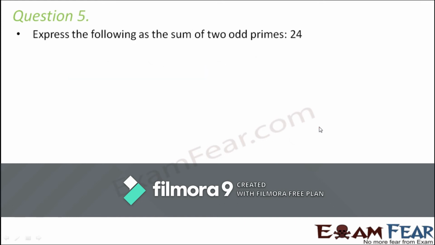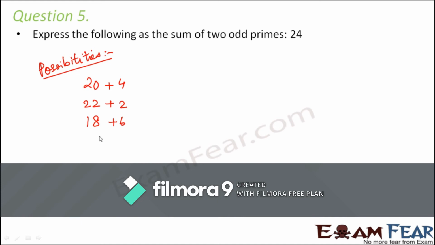Question number 5. Express the following as the sum of two odd primes. So let us say you are given a number 24. Now you have to write 24 as sum of two odd numbers which are also prime numbers. So basically two odd prime numbers. Now what are the various possibilities of writing 24 as a sum of two numbers? What are the different ways by which you can write 24? 20 plus 4, 22 plus 2, 18 plus 6. These are some random possibilities of writing 24. Now we want to write it as sum of two odd primes.